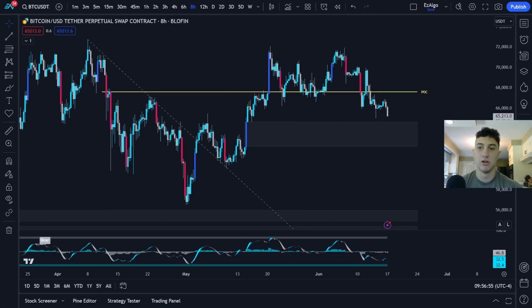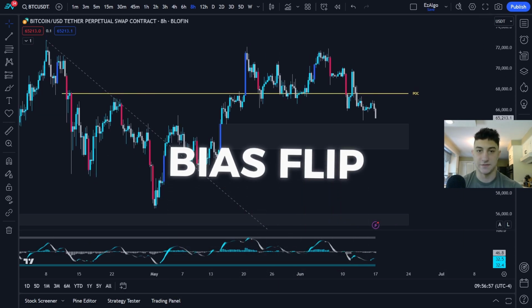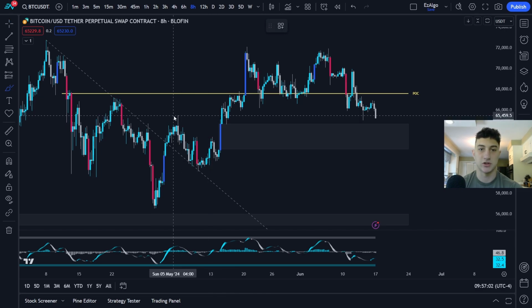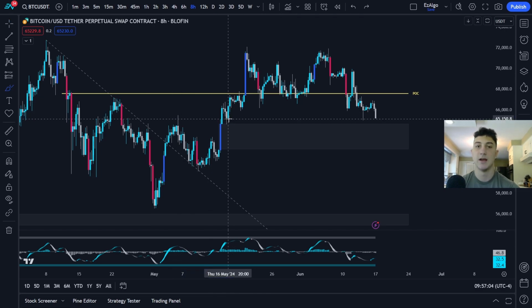The first thing I'll look for is a bias flip. A bias flip is when market structure breaks to the upside. I need to see a bias flip to the upside or to the downside, so I have a bias. Am I looking for a long or a short? So in this case, I'm only looking for long positions, guys.